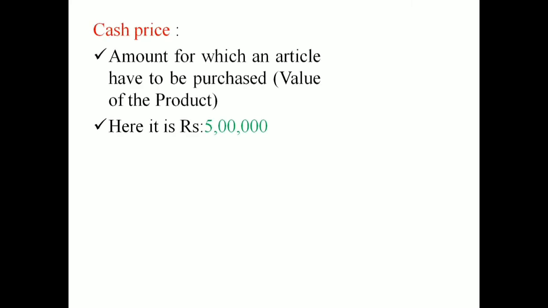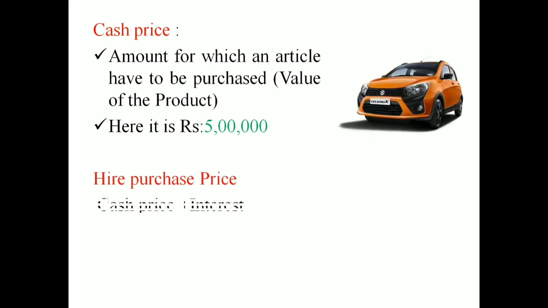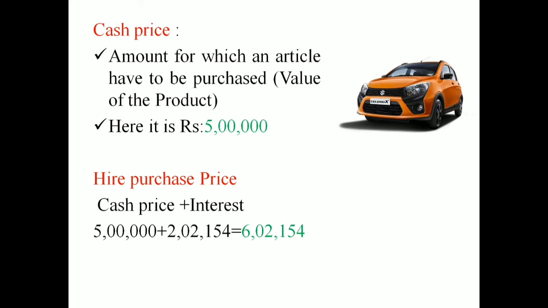On the basis of this, we can have some definitions. What is the cash price? It is the amount for which an article has to be purchased, the actual price of the product. Here it is rupees 5 lakh. Then the hire purchase price is the sum of the cash price plus interest. The cash price is 5 lakh, plus interest of 2,02,154, so 6,02,154 is the hire purchase price.